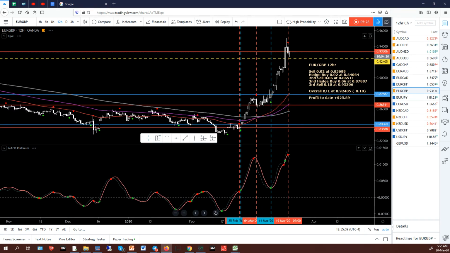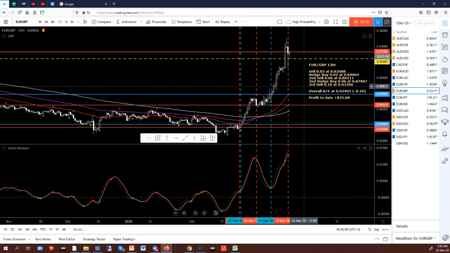Euro pound, similar sort of trade, except a couple more trades involved. So my sequence started, if you look down at the MACD Platinum, took a start with a sell, hedge buy. You can read the notes on the chart there. Second sell, so that was what we just looked at on the Euro Oz, but it didn't go down. Again, it went against me, so I took a second hedge buy. So the first two trades are the same. Second two trades are the same.